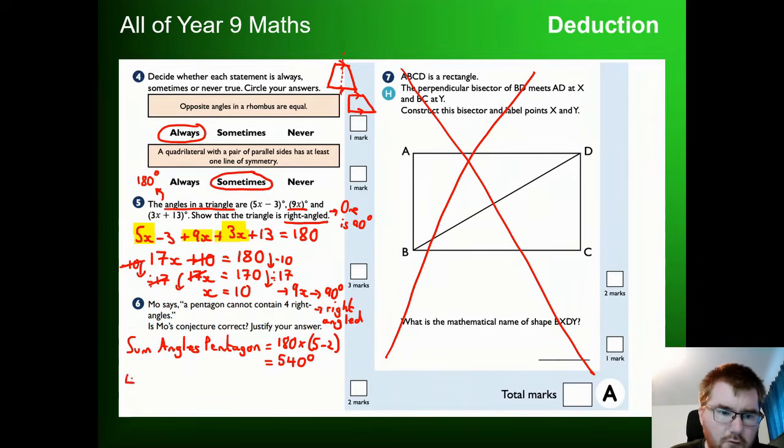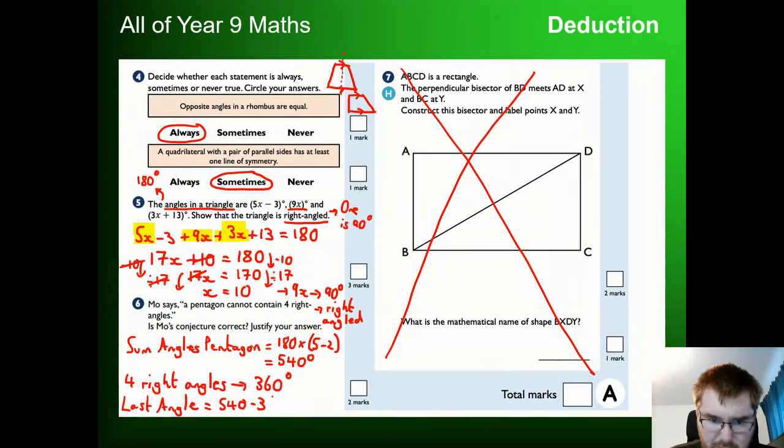Now, if there are 4 right angles, they sum to give you 360 degrees. So the last angle must be equal to 540 minus 360, whatever's left. Unfortunately, that gives us 180 degrees, which doesn't actually form an angle. So in this case, Mo's conjecture is correct.